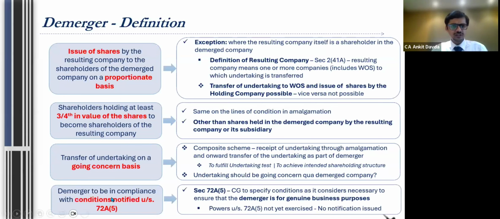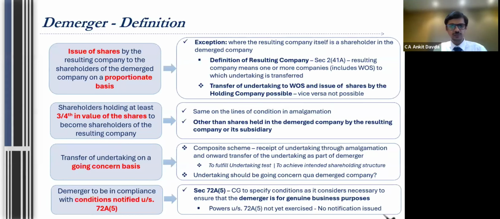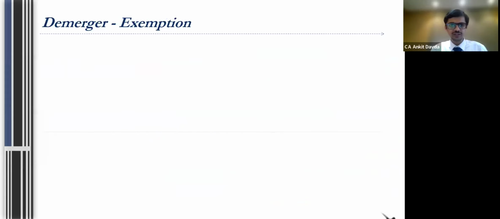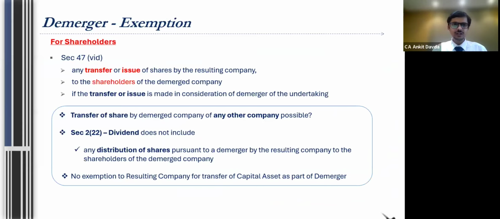And there is a residual condition: the demerger must comply with such conditions as are notified under 72A(5). However, as on date, no such conditions are yet notified. So these are the 6 conditions which you need to comply with. Once you comply, your demerger under company law will also be a qualified demerger under the Income Tax Act, and you will have all the benefits, 47(6B) and 56 exemption, to the demerged and resulting company. Similarly, shareholders of the demerged company who receive shares of the resulting company because of the demerger are not taxed on them, and there is a mechanism for allocation of cost.